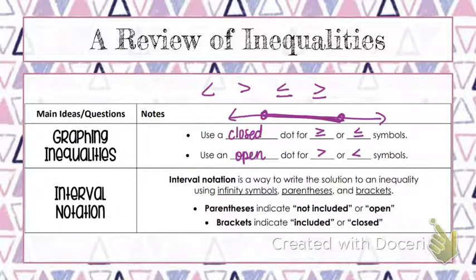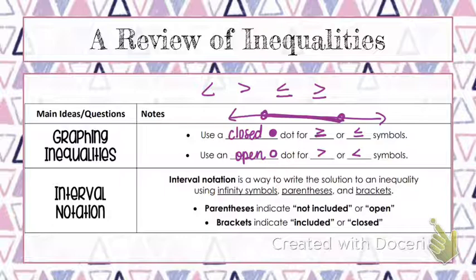So if they have the equal to, then the dot has to be filled in. So a dot like this. If they don't have the equal to part, then it's an open dot. Just like that. Okay? And then we talk about interval notation.